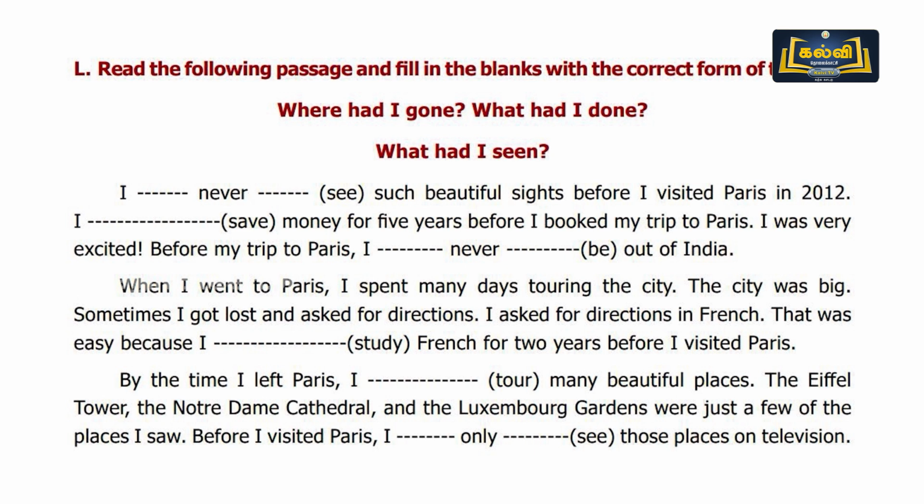Read the following passage and fill in the blanks with the correct form of verb. Here, we are going to fill in the correct form of verb. Where had I gone? What had I done? What had I seen? See, where had I gone? What had I done? What had I seen? So, accordingly, we are going to fill in the blanks. See, in brackets the verb is given, and accordingly you will fill in the blanks.